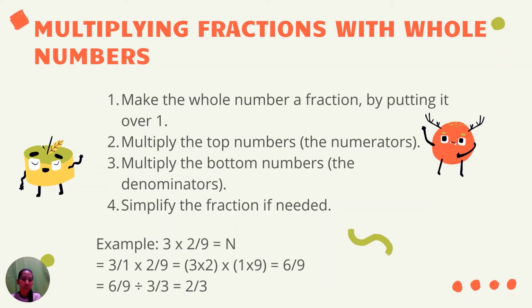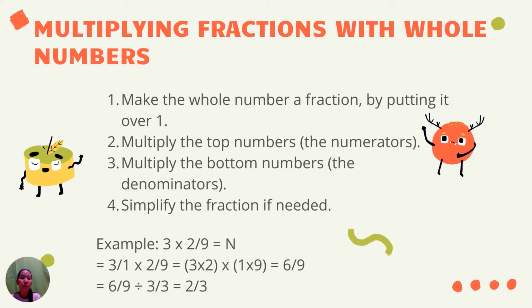So sabi doon sa step number 1, make the whole number a fraction by putting it over 1. Ibig sabihin, lalagyan natin siya ng denominator na 1. So magiging 3 over 1 yung whole number na 3. And then proceed tayo sa multiplication. 3 over 1 times 2 over 9 is equals to 3 times 2 is equals to 6, and 1 times 9 is equals to 9.